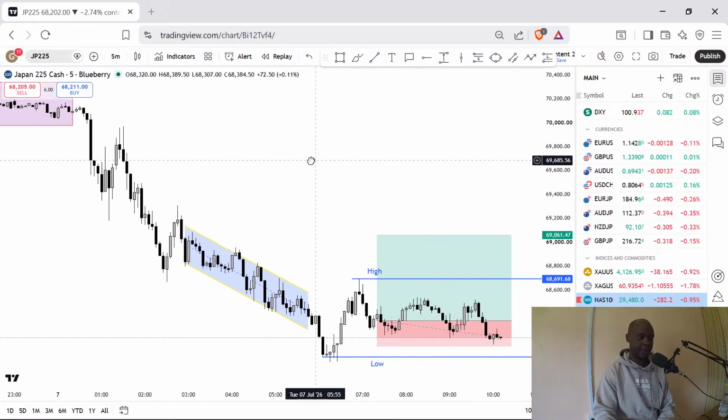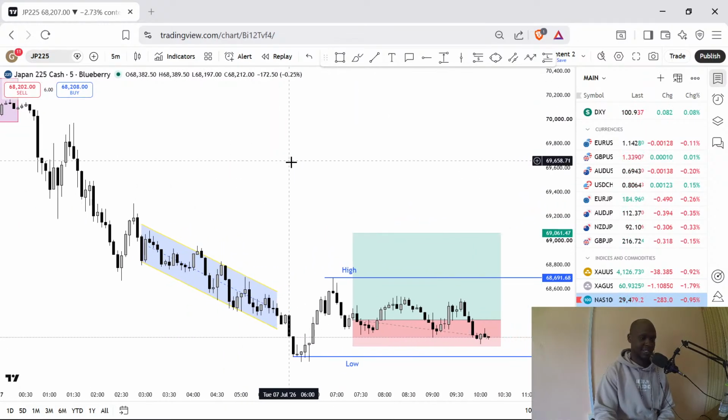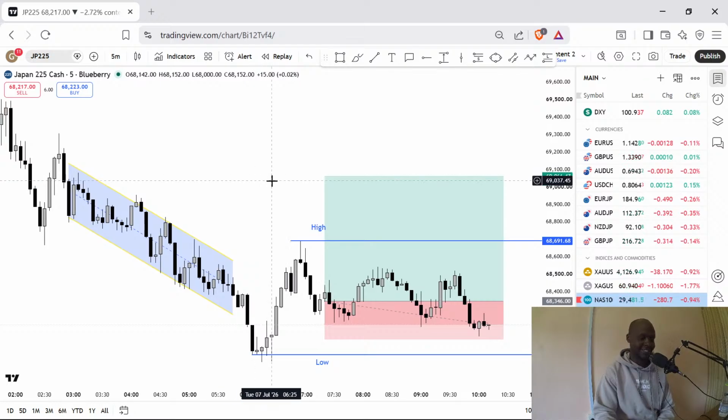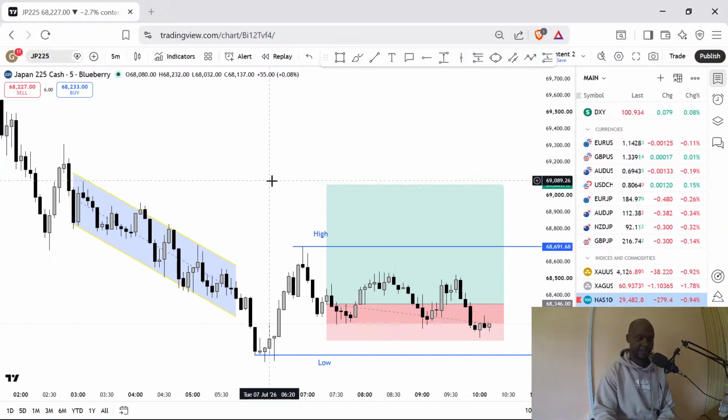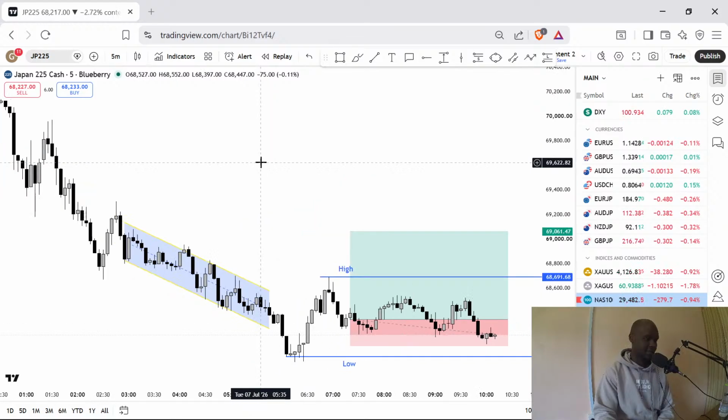For now, it's just about managing this trade, or at least seeing if I'm going to get an opportunity to manage the trade. More likely than not, I'm going to get tagged out of this trade.